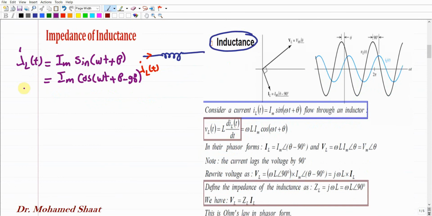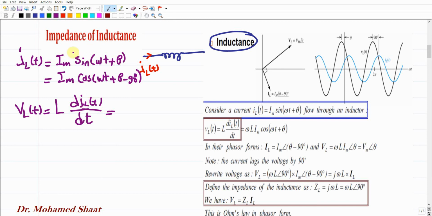Make sense? Then if I ask you to find, for this current, the voltage v_L(t), how much is it? The voltage is going to be L di/dt, from chapter 3. This is how the voltage is related to the current over an inductor: the voltage is proportional to the time derivative, the first derivative, of the current, right? So this is i_L(t). What is the derivative of this cosine, or even the sine? You can work on the sine. Let us work on the sine form or the cosine, both are equivalent, okay?